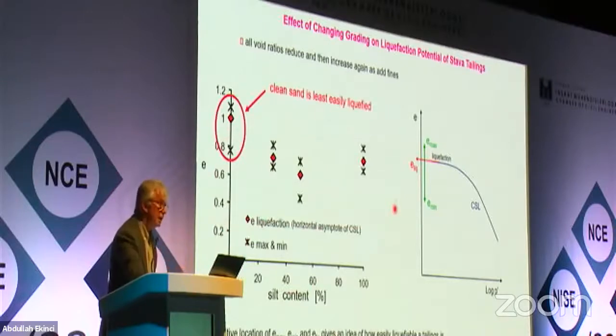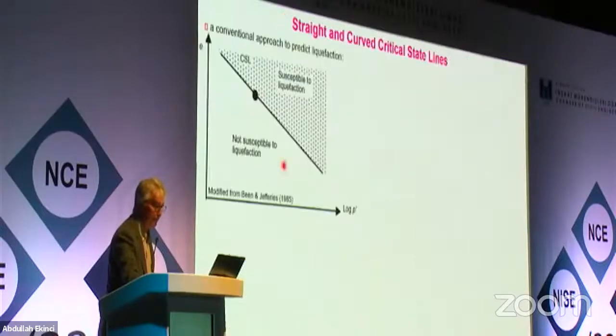So actually, the clean sand is the least easily liquefied. With the clean sand, you have to have states that are pretty close to the maximum possible void ratio in order to get liquefaction. But if you start adding in 30% silt, then the void ratio you need is only a little bit above the minimum void ratio. So that's the most easily liquefied.